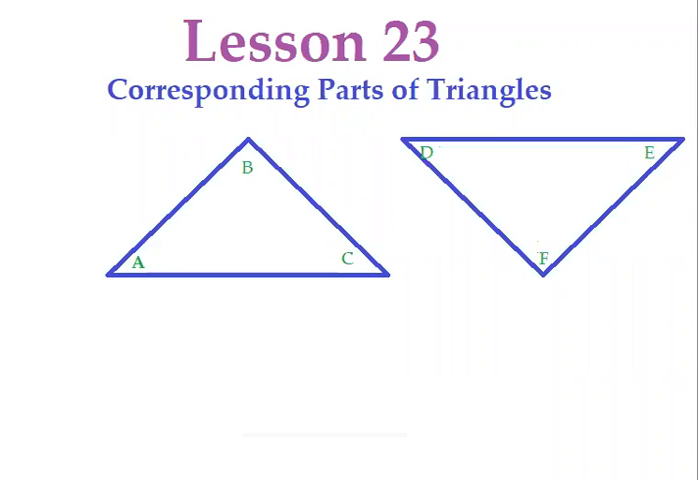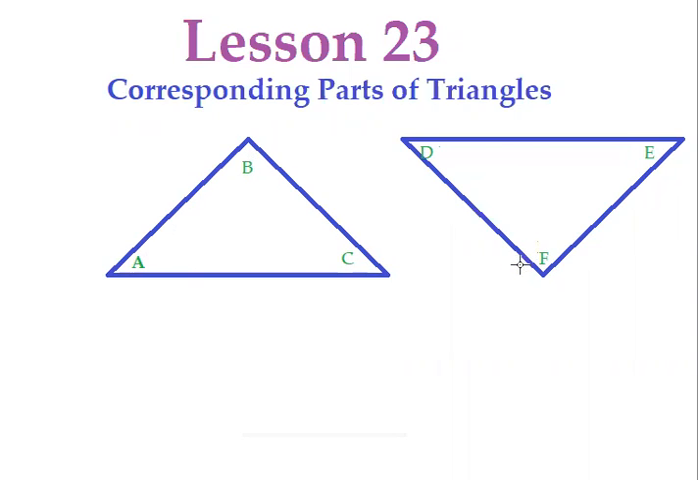In this video, we're going to look at MUS Lesson 23, and this is on corresponding parts of triangles. So let's look at these triangles that we have right here. This is triangle ABC and then triangle DEF. If I said that these two triangles are congruent, how should I read them as congruent? Should I say that triangle ABC is congruent to DEF?